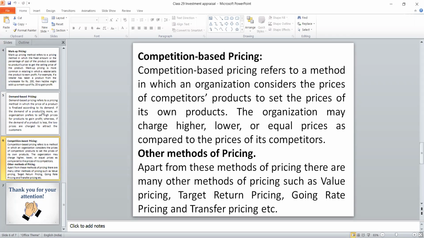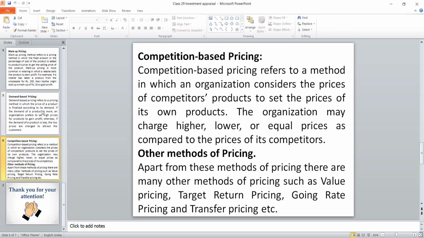The organization may charge a higher, lower, or equal price as compared to the price of the competitor, depending upon their market situation, the number of competitors, or the type of product. So all these things, he always watches the competitor. Based on his price only, we will fix a price. This is called the competitive pricing method. Apart from these three, what are the three? Cost-based pricing, demand-based pricing, and competition-based pricing.